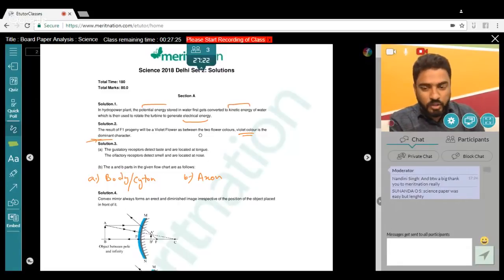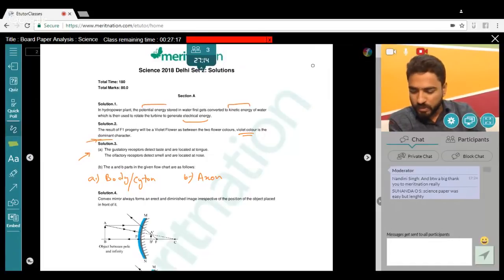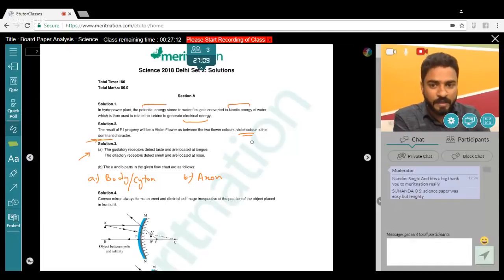Moving on to the third question. This third question was a bit tricky. What was the reason for that? In this question, you had to give the organ's name and not the receptor's name. So the organ for the gustatory receptor would be your tongue, and for the olfactory receptor it would be your nose. That would be the right answer for this question. A bit tricky question.